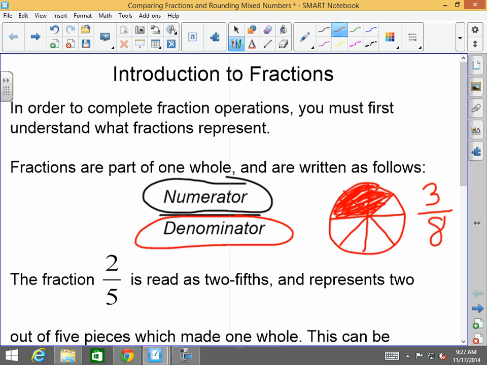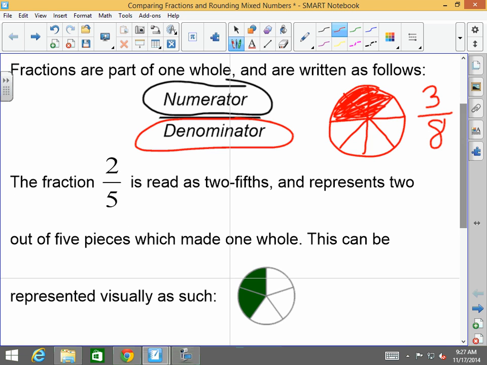Okay, and we're back. All right, so let's look at this next one here. The fraction 2 over 5 is read as 2/5 because it represents 2 pieces out of 5 pieces, which made one whole. This can be represented visually again. Let's stick to the pies.